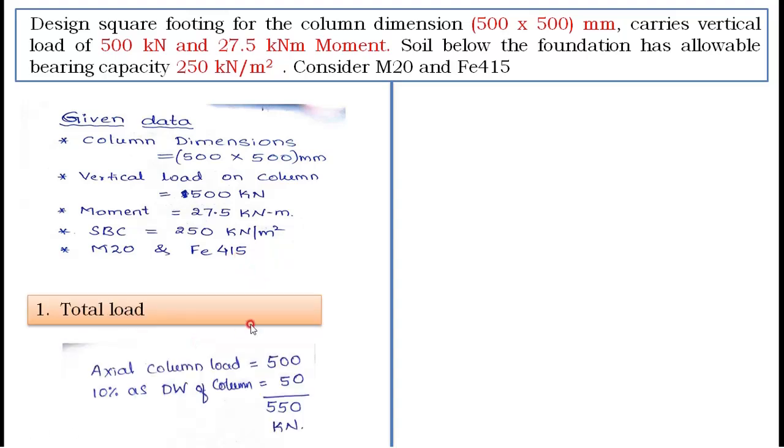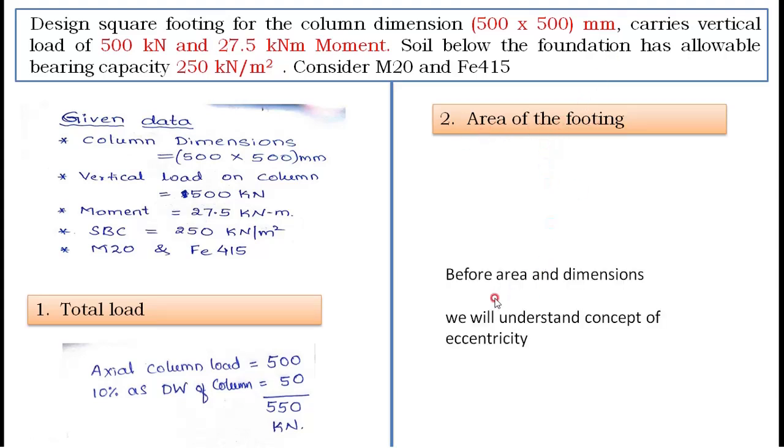Then the total load acting on the footing will be axial column load, that is 500 kilonewton, acting vertically. I don't know the depth and dimensions of the foundation, therefore I consider 10% of column load as dead weight of the footing. Okay, that is your 500, 10% of this is 50 and total is 550 kilonewton. Now second step, we will consider area of the footing.